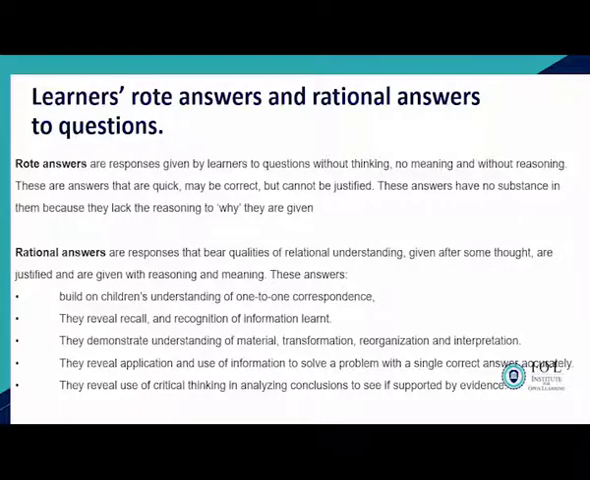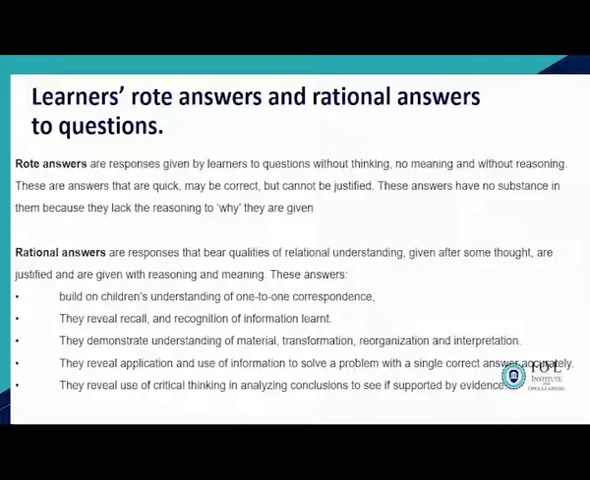Rational answers, on the other hand, are responses that bear qualities of relational understanding, given after some thought, and they are justified and are given with reasoning and meaning. That's why when we pose a question, we must wait for learners to think, not just hurry, give me the answer. Learners need to think so that they will be able to give you reasons.